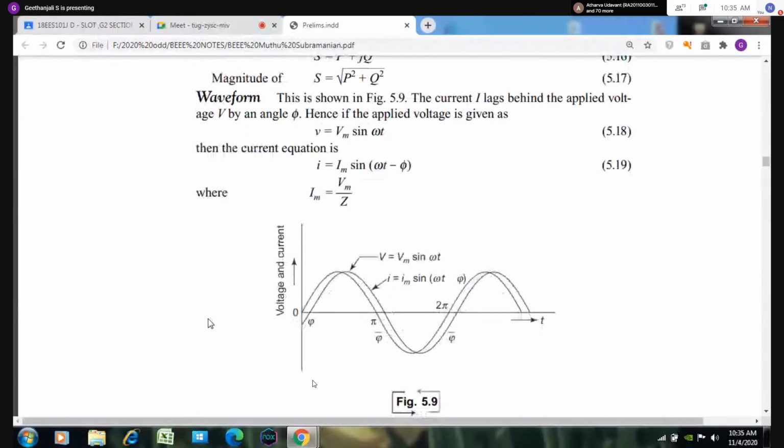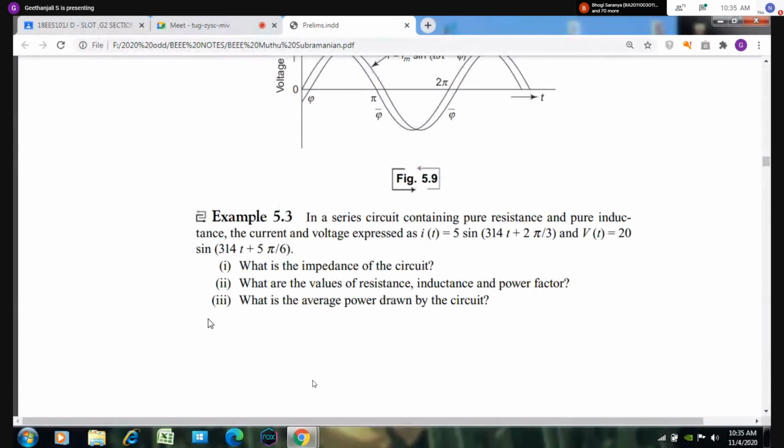See, are you getting it? All are listening or not? All are simply sleeping. No, ma'am, we are listening. No, ma'am, we are not sleeping.